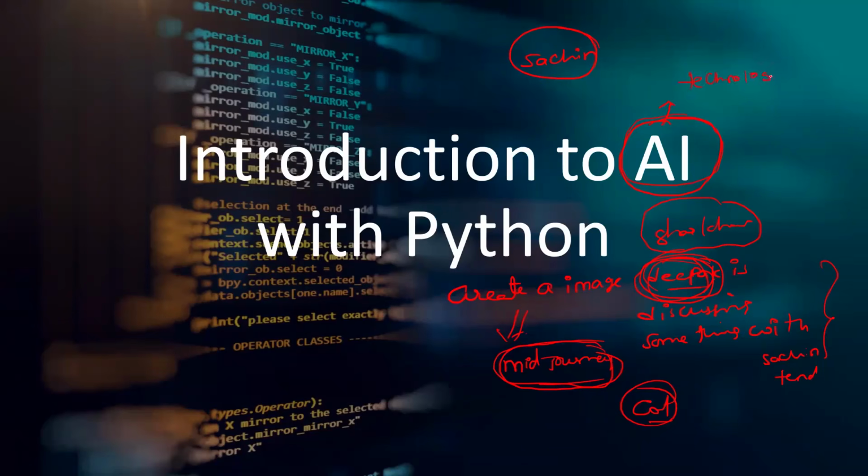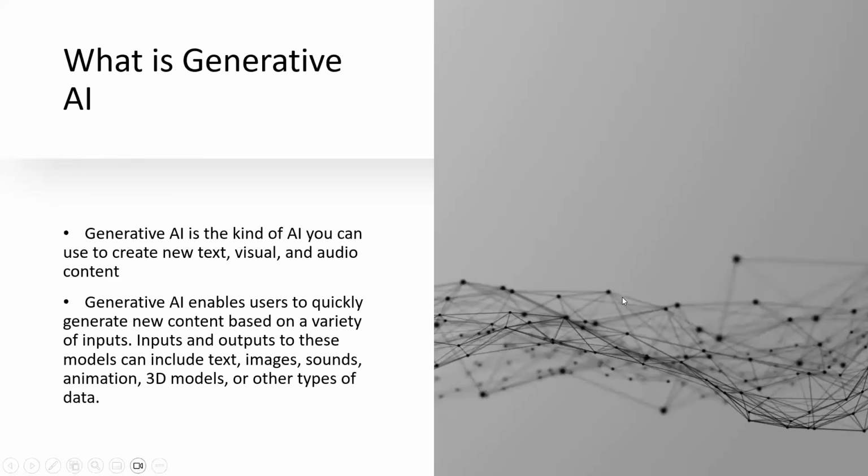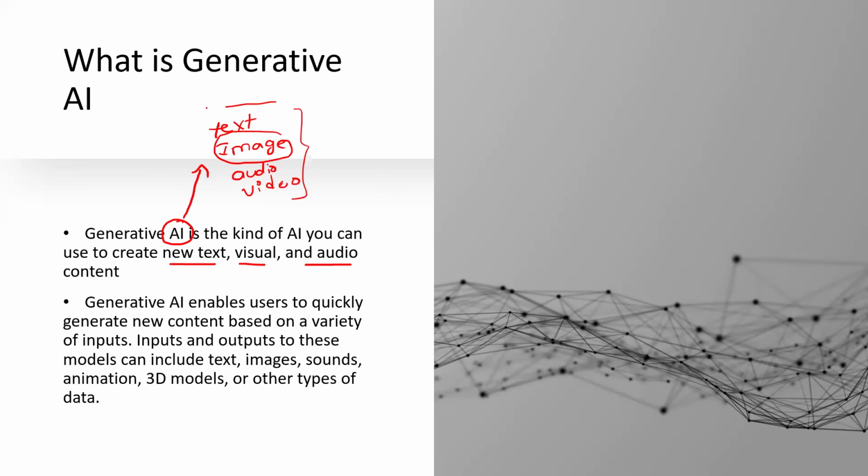The first question coming to our mind is, what is AI? Generative AI is a kind of AI you can use to create new text, visual and audio content. With the help of AI, we can generate text, images, audio, and video as well. These are the four major areas where we can use AI technology. Whatever the input, these four things enable us to quickly generate new content.